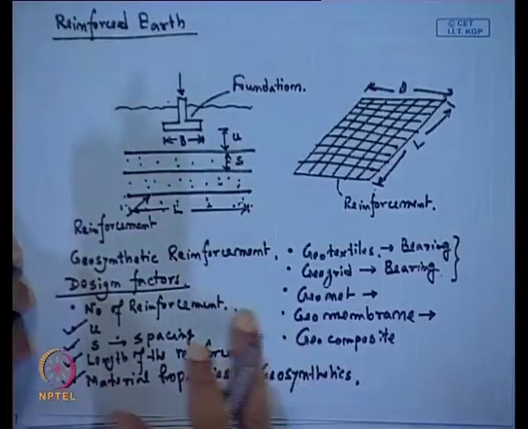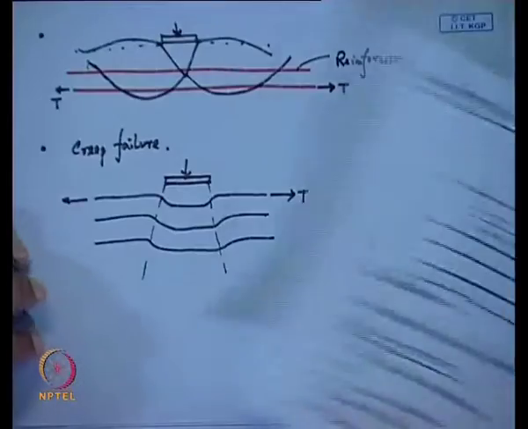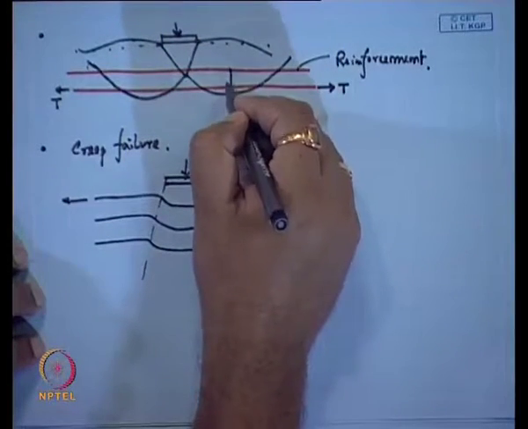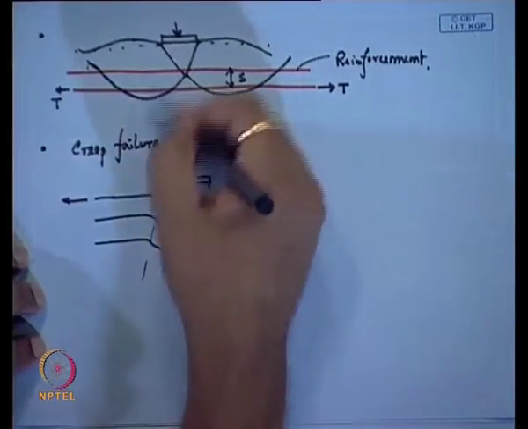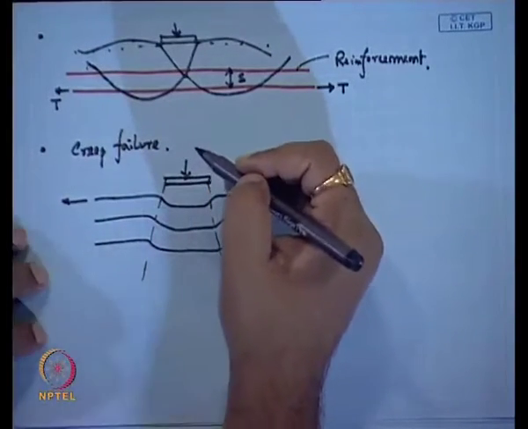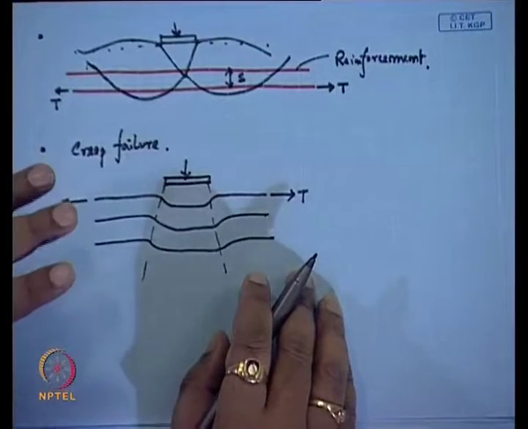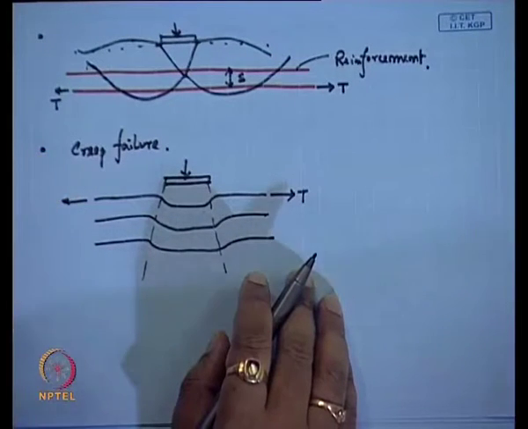If the spacing between 2 geosynthetics is very high, then what will happen? The failure will occur within the soil between the 2 reinforcements, because if we provide a very large spacing, the failure will occur within the soil between the 2 geosynthetic layers. So the total system will fail. We have to provide proper spacing within the reinforcement.